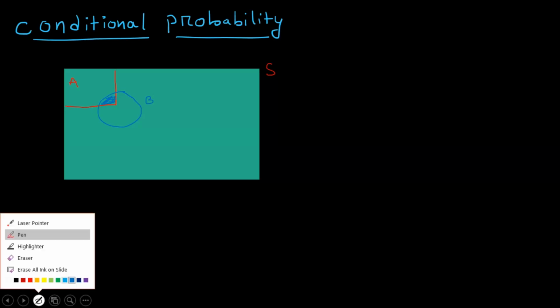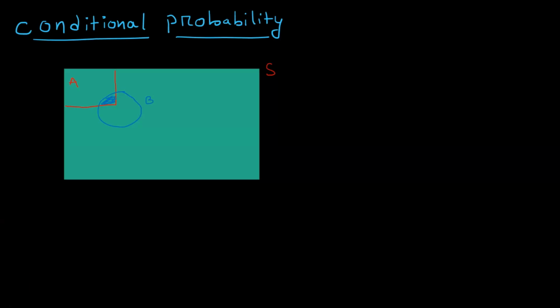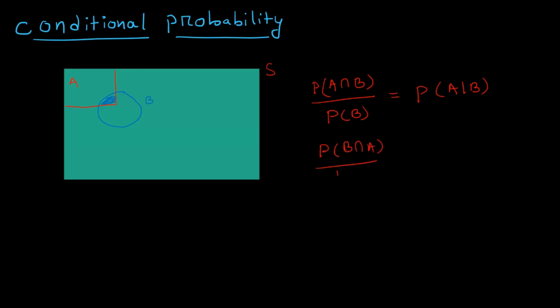So the information that you are getting from this picture is that you have A intersection B. Now if you find the ratio of this probability and probability of B, this will give you the conditional probability of A with respect to B, denoted by this vertical line. Similarly, you can find probability of B intersection A divided by probability of A, that will be your probability of B conditional A.